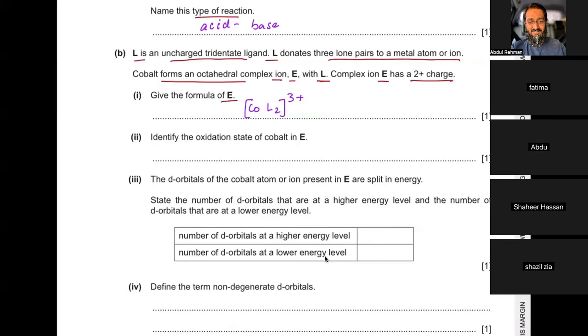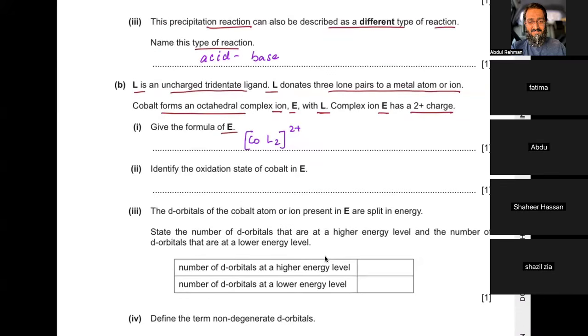No, the complex E has a +2 charge, right? Okay. So, and we see that L is uncharged, right? So the +2 charge is due to the cobalt. So the oxidation number of cobalt is +2. Yes, very good, Shahi.